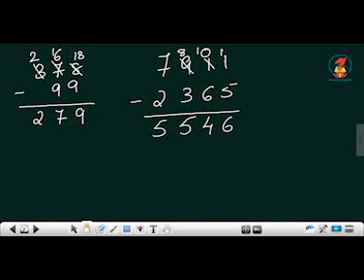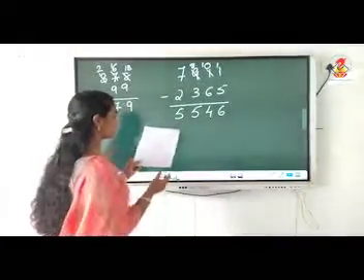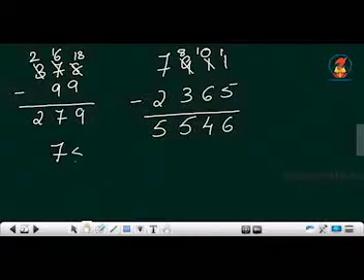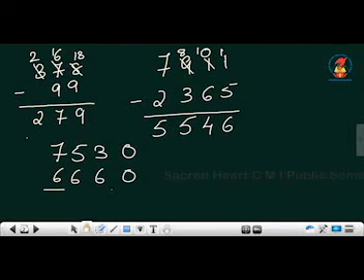Okay. Now I'll do a question. That last line, I'm doing the middle question. 7530 minus 6660.